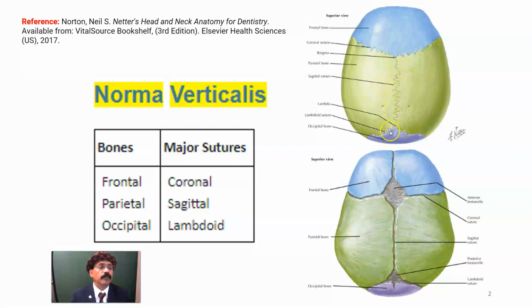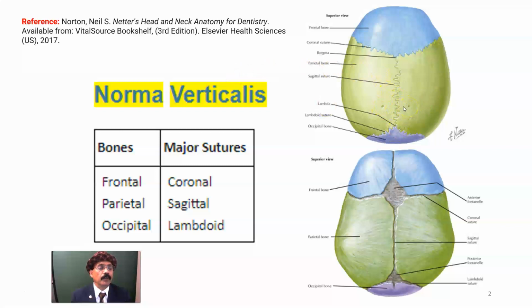Good. Here we have the lambda, the junction between the sagittal suture and the lambdoid suture. There is the lambdoid suture, one end, and another end. This is the lambdoid suture. This is one parietal bone, another parietal bone, the frontal bone, and the occipital bone. We have some foramina on the parietal bone. Here is a small foramen for the emissary vein.